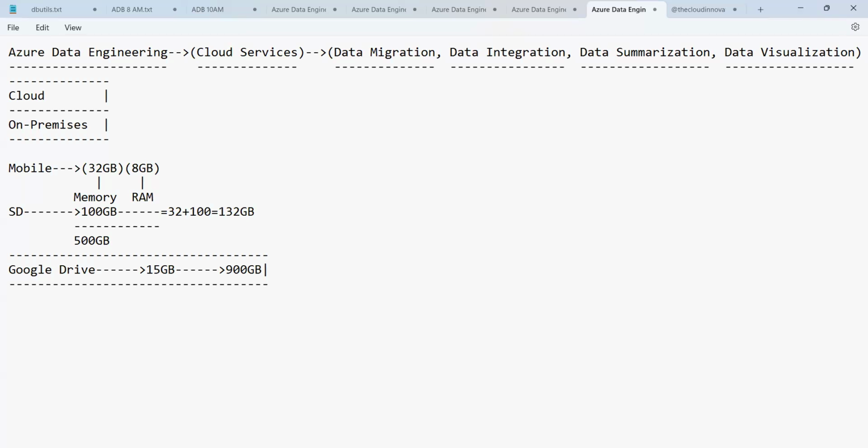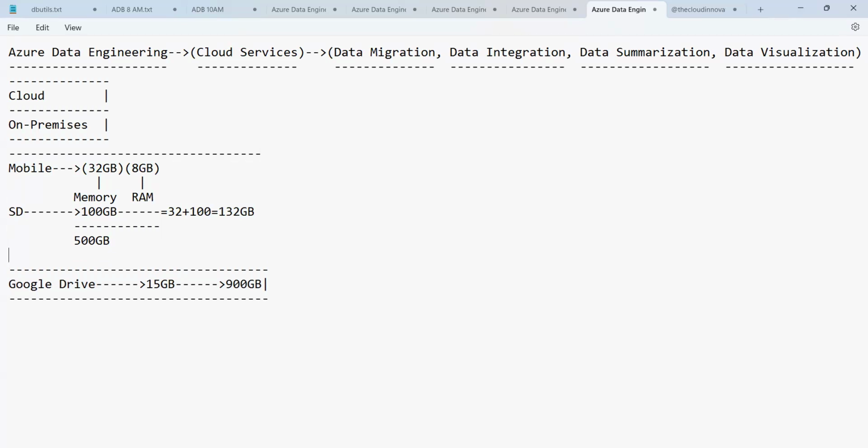So in this situation, everyone, how many types of memory storage do you have? The first is the Google Drive, and parallelly you have the mobile data storage as well as the SD card. So there are two different types of storage. First is the mobile storage along with the SD card.